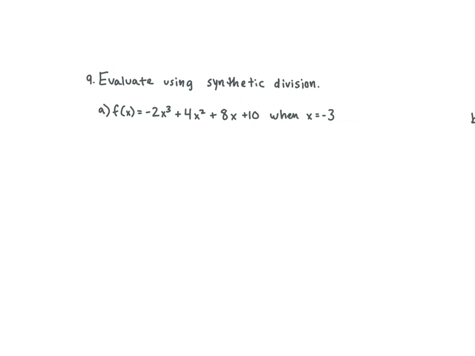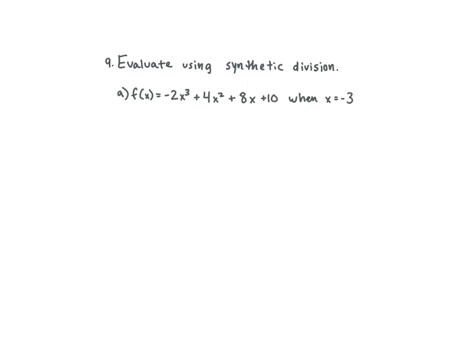So we have to evaluate using synthetic division. So this is our shortcut where we would take x and plug it into all of our x's, but here we can do synthetic division, so we don't have to plug it in. We just do synthetic division. So what goes on the outside? Negative 3. Remember, when it says x is equal to, we don't change the sign. So if it tells us x is equal to this, don't change the sign. That's what goes on the outside. What goes on the inside? Negative 2, 4, 8, 10.